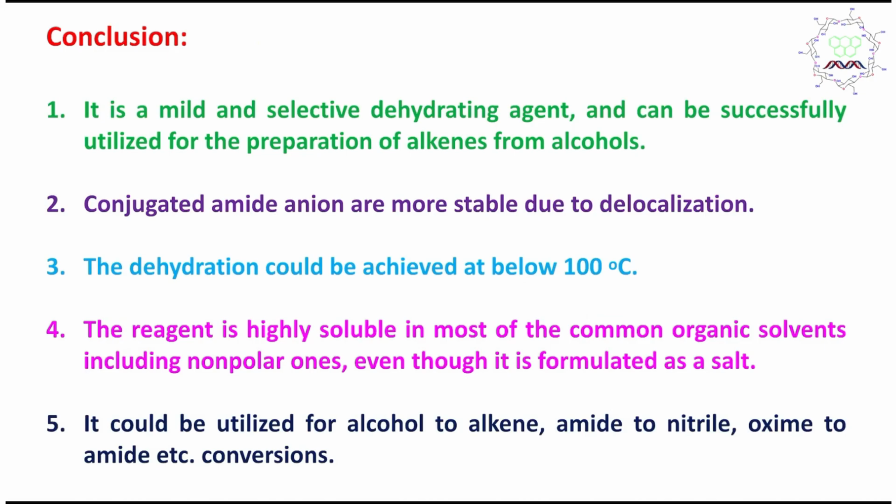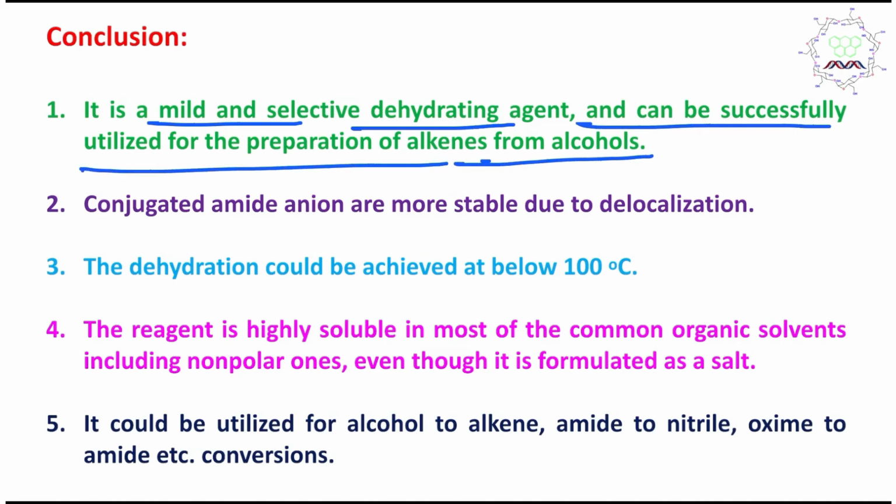So in conclusion, what you have learned today is that it's a mild and selective dehydrating agent, and it can be successfully utilized for the preparation of alkenes from alcohols. Now the conjugated amide anion is actually more stable due to delocalization. Actually it's like a 1,3-diamine derivative, that type of thing you can consider. So the negative charge is doubly stabilized, actually triply I should say, with the S double bond O.